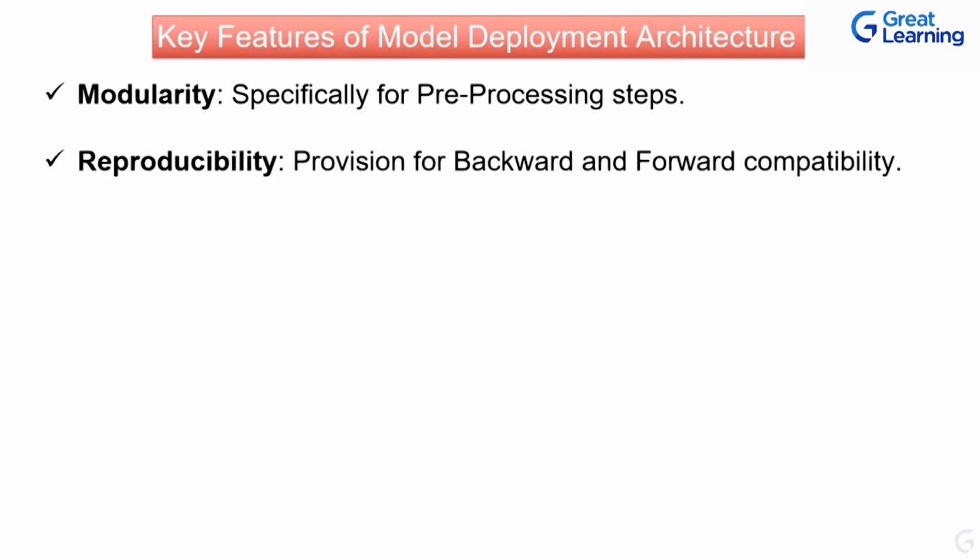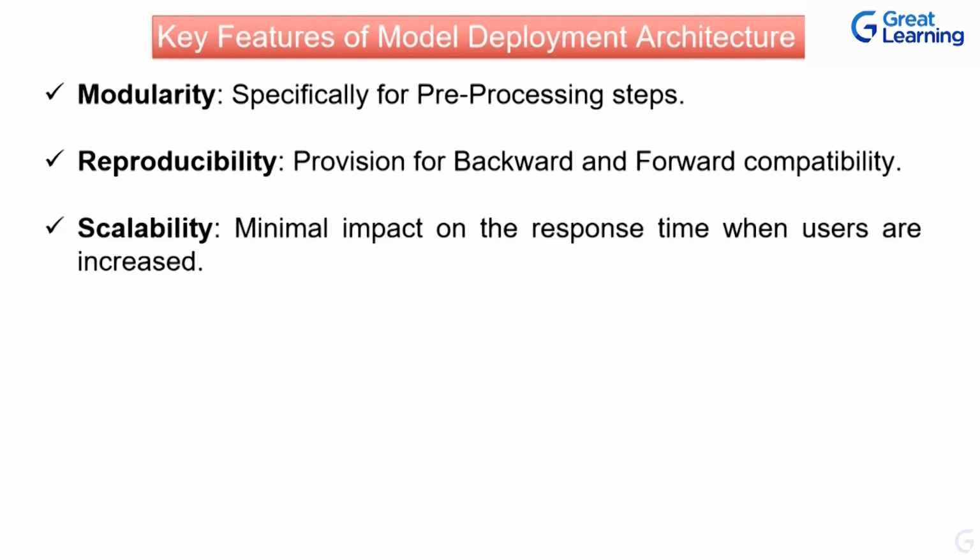Reproducibility, which means the model deployment architecture which I'm creating should be backward and forward compatible. People from the software background would appreciate what backward and forward compatibility is. If there are some changes in the platform which we are using from a deployment perspective, then that platform should be compatible with the applications which were deployed on the previous ones, right?